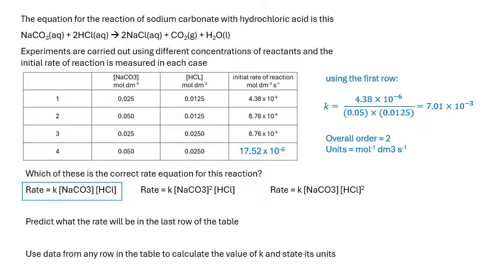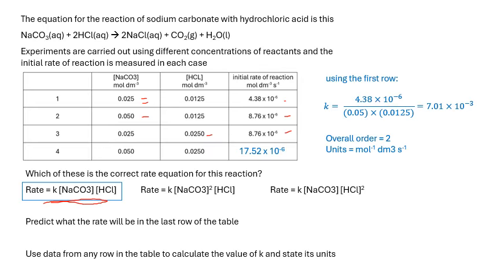Well, looking at the table, if we double the sodium carbonate concentration, then the rate doubles. So my sodium carbonate is first order. Also, if we double the hydrochloric acid concentration, then the rate doubles. So my hydrochloric acid is first order as well. So the answer is that one. They're both first order, so my overall order is 2, second order.